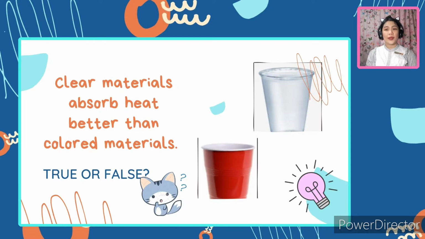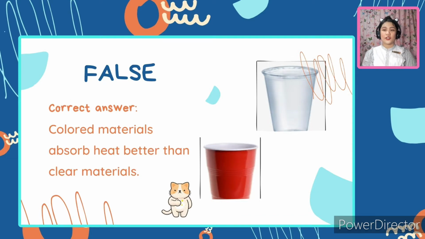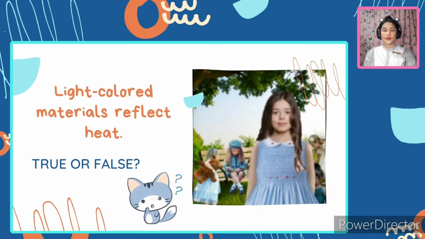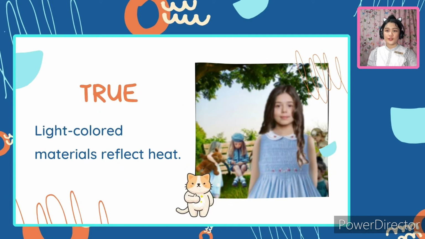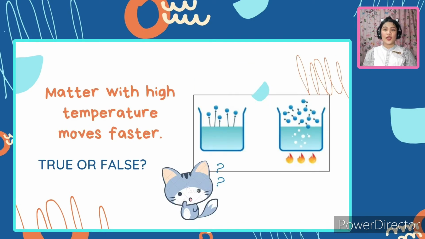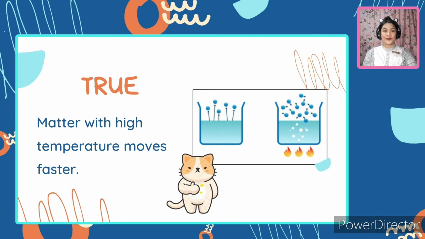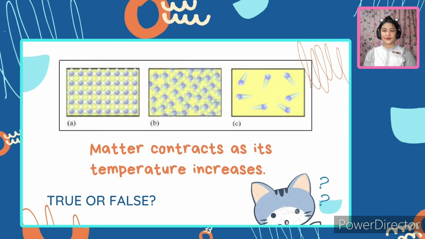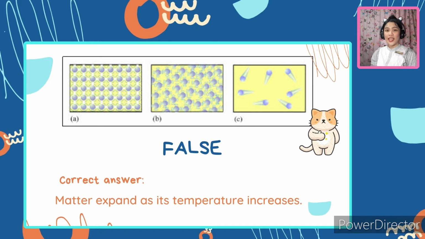Clear materials absorb heat better than colored materials. True or false? False. The correct answer is colored materials absorb heat better than clear materials. Light colored materials reflect heat. True or false? True. Matter with high temperature moves faster. True or false? True. Matter contracts as its temperature increases. True or false? False. The correct answer is matter expands as its temperature increases.